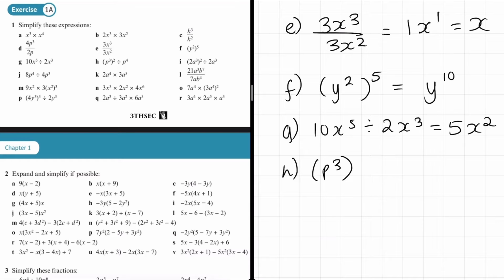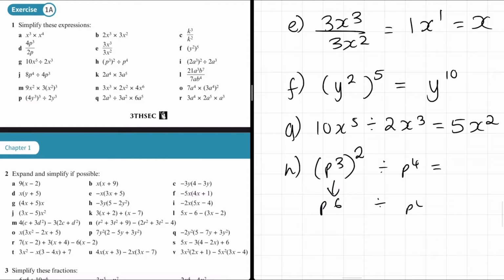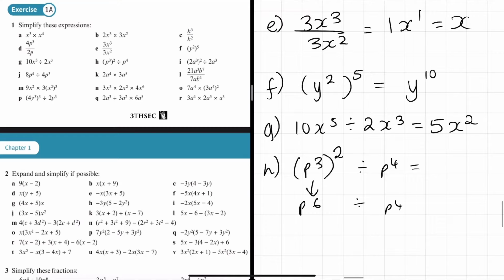p cubed all squared divided by p to the power of 4. So first we would expand this. We are left with p to the power of 6 as we multiply the powers. And then we can minus the powers as normal. We've got p to the power of 6 divided by p to the power of 4 is p squared.